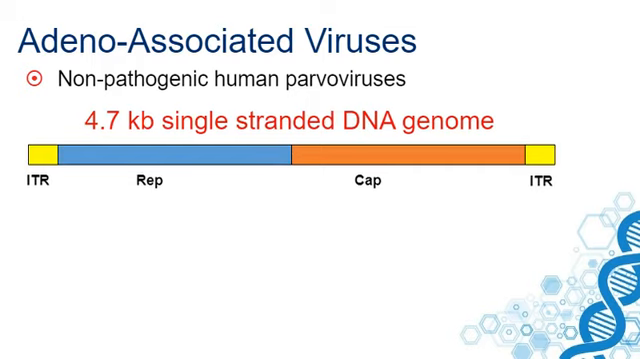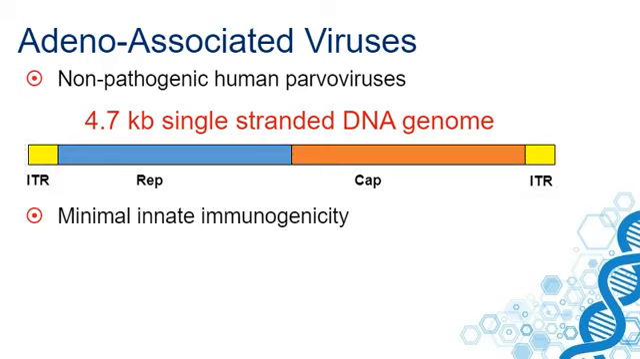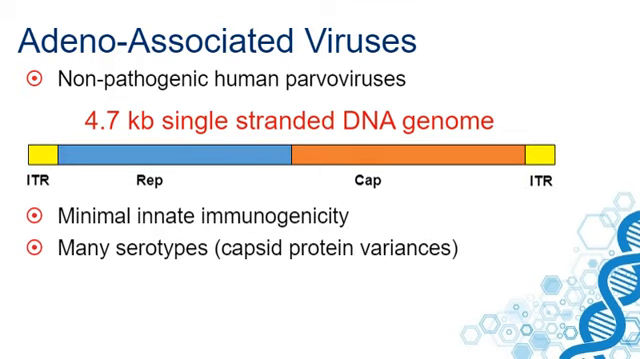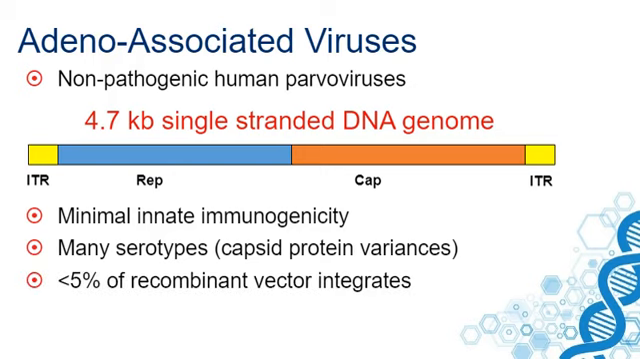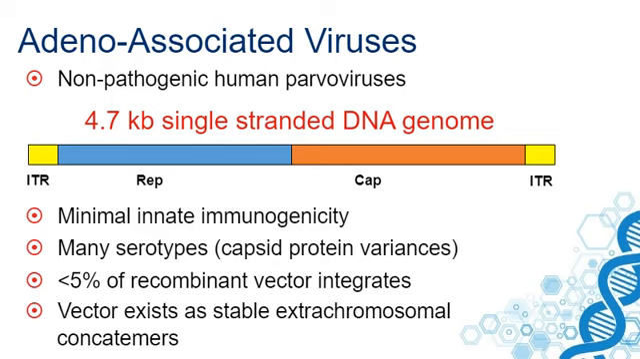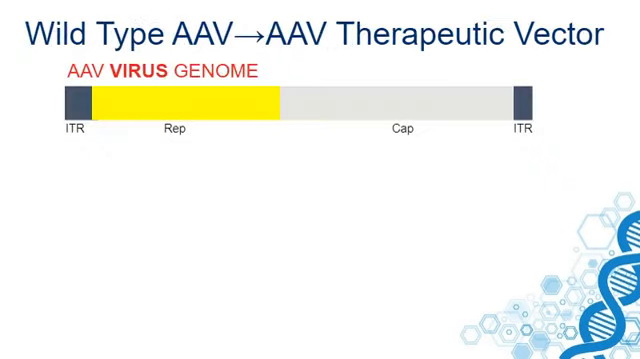It has two coding regions, a rep gene and a cap gene, and the genome is capped at both ends by inverted terminal repeat sequences. This viral vector system induces minimal innate immunogenicity. There are many different serotypes which are represented by capsid protein variances. A very minor proportion of the recombinant vector integrates into the host genome, and most of the vector exists as stable extrachromosomal circular concatemers.